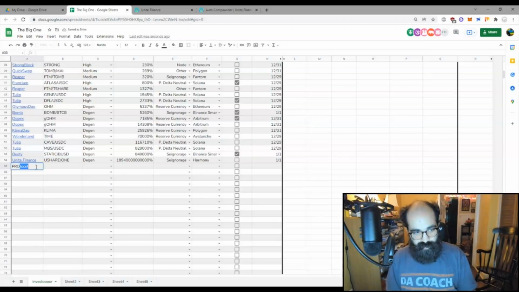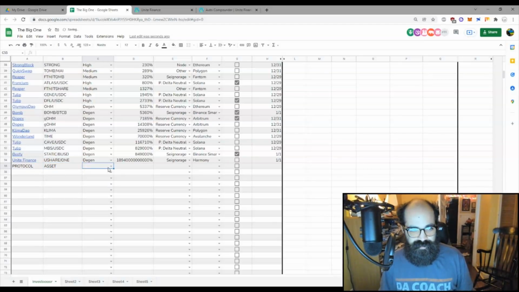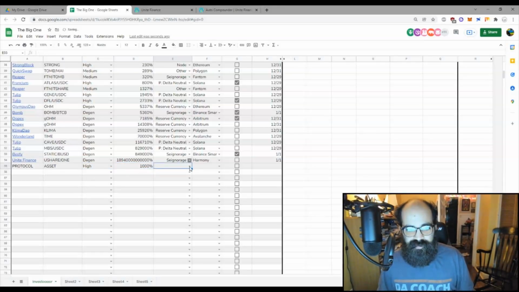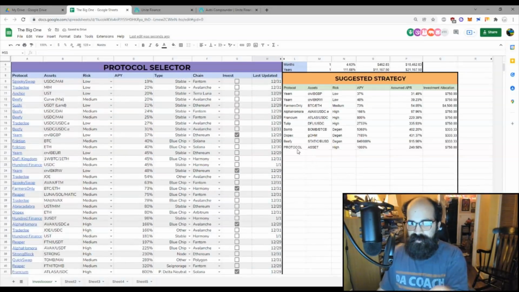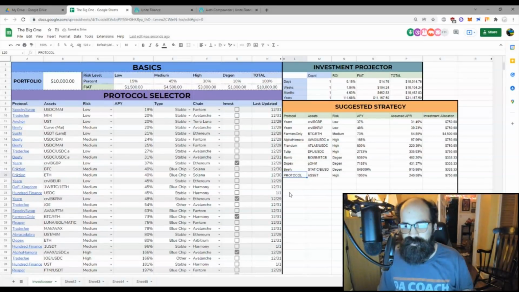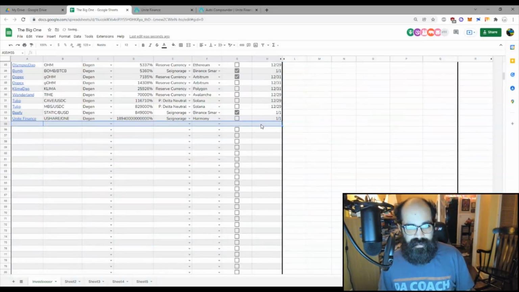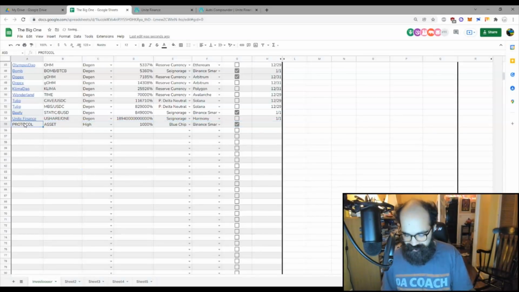So again, protocol, asset, let's do high, let's do that. Doesn't really matter. But let's just select it, right? And so now, see, it pops up and it's calculated. So there you go.